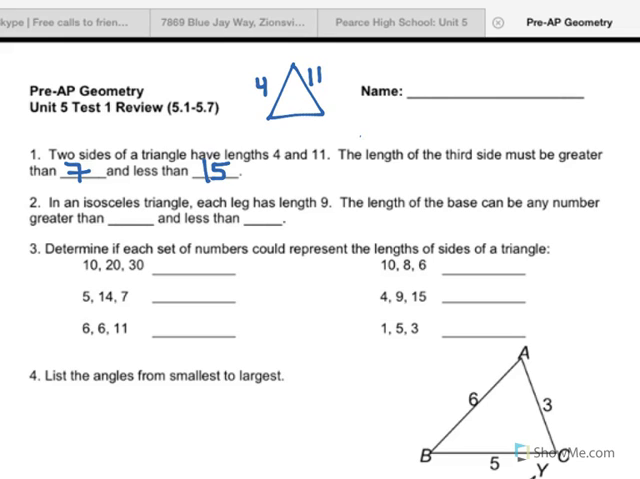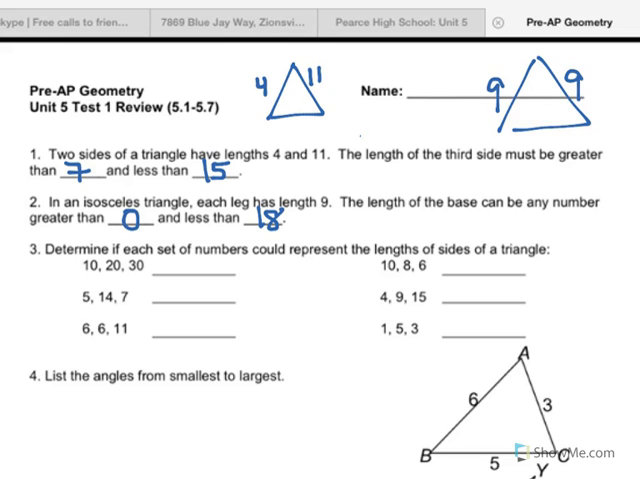Okay? In an isosceles triangle, each leg has a length of 9. Okay? So the base can be any number that is greater than, well, what's 9 minus 9 is 0. It's got to be bigger than 0 and less than what? 18. 9 plus 9 is 18.